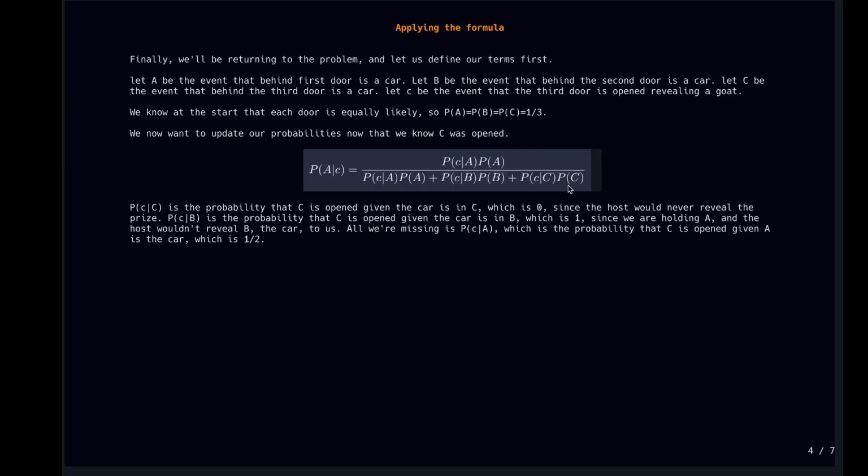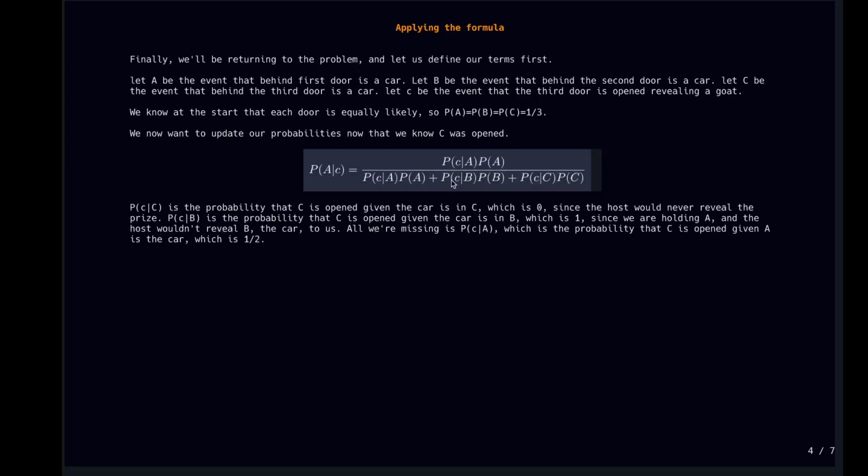So what we don't know are the probability of C small given A, and the probability of C small given B, and probability of C small given C. So let's look through them. So when A is the car, we can open either door B or door C. It doesn't matter which one, since they're both goats. So it's a 1/2 probability that C is open, given A is the car.